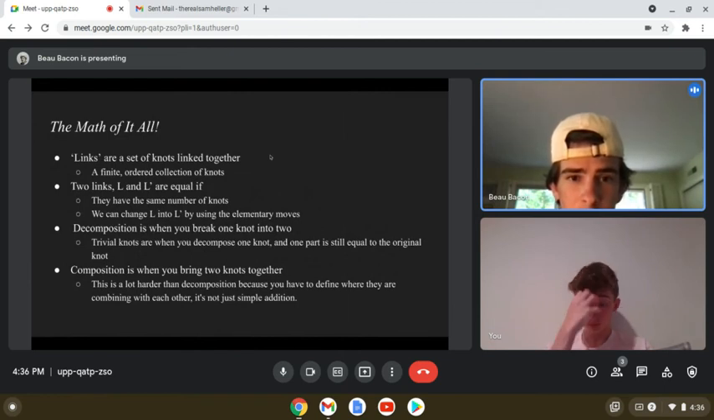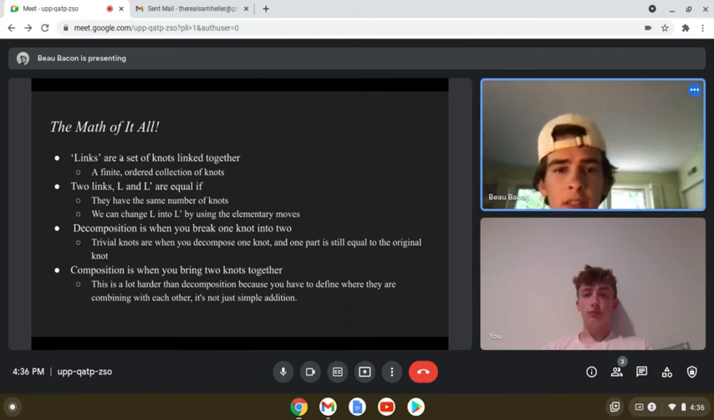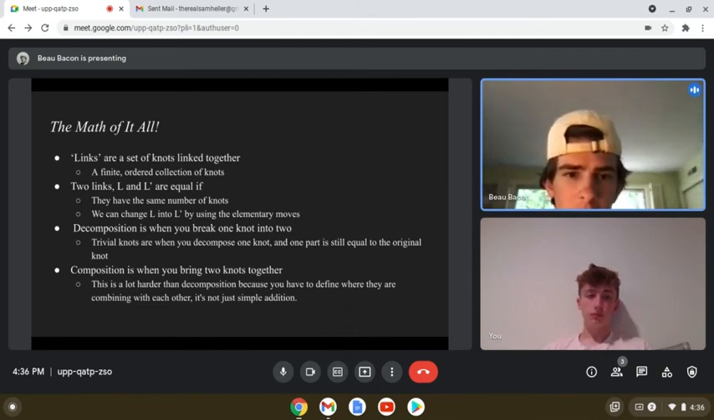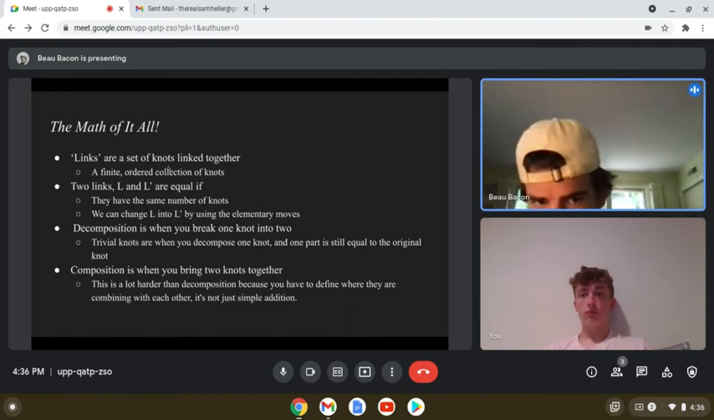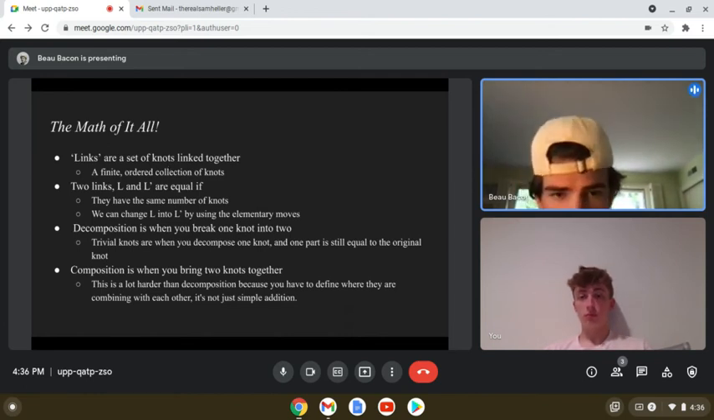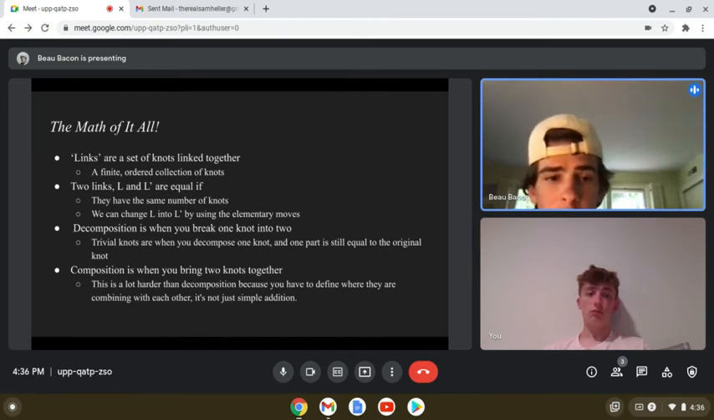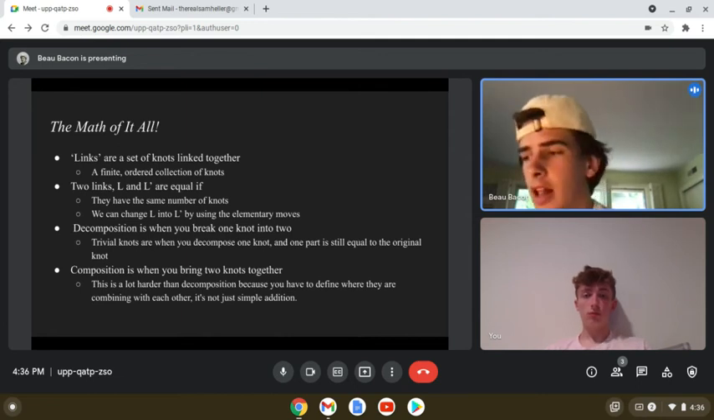So, to continue on with this math, there is a thing in knot theory called links, which are exactly what they sound like. They're a set of knots that are linked together, a finite ordered collection of knots. Two links L and L prime are equal if they have the same number of knots, and you can change each of the knots in L into L prime just by using the elementary knot move.